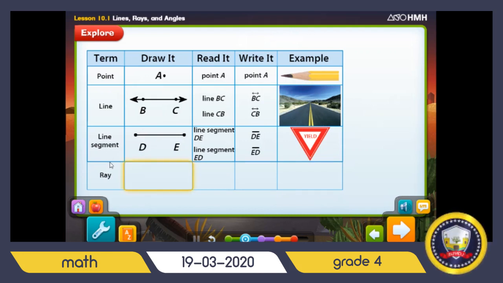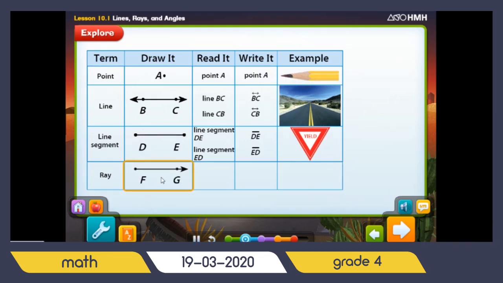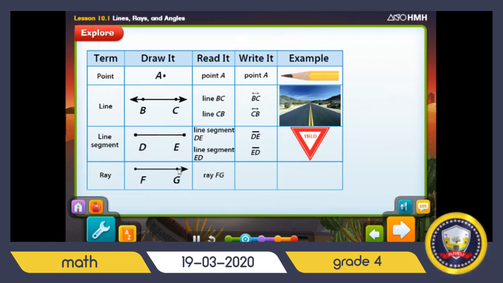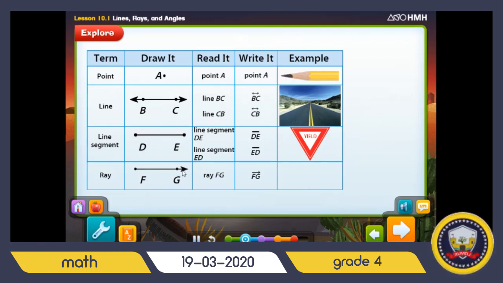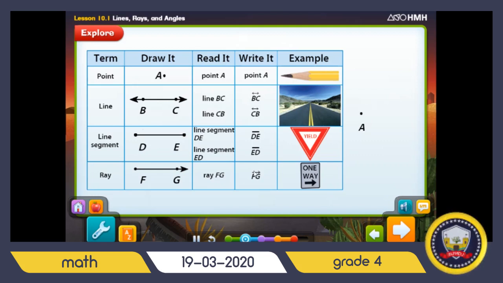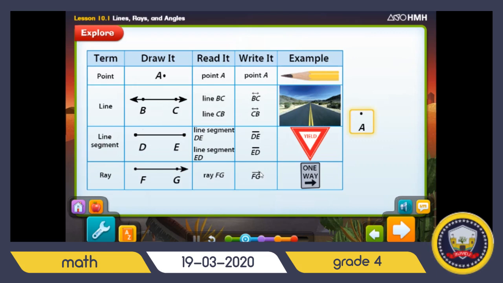What about rays? Check the rays. One of them is an end point, the other one is an endless point. It goes until forever. While you're reading it, we will say ray FG. While you write it, we will write FG. Remember it, we will draw the same shape on the top. How can I draw it? One of them is an end point, the other one is an endless point.